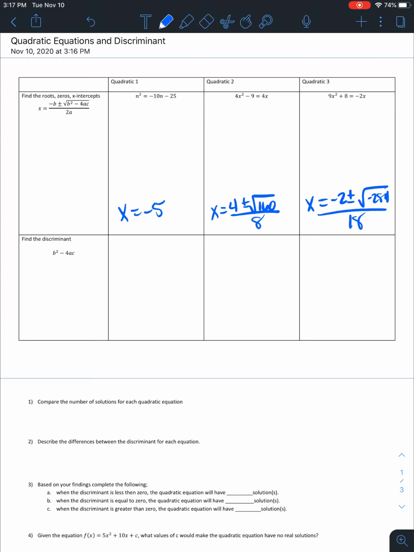So this means our discriminant comes from this part underneath our quadratic. So on this one, we should have gotten 0. On the second one, we would have gotten 160. And the third one, we would have gotten 284, okay?